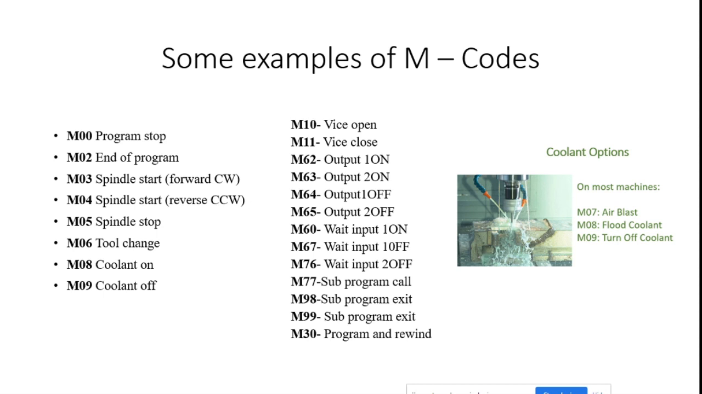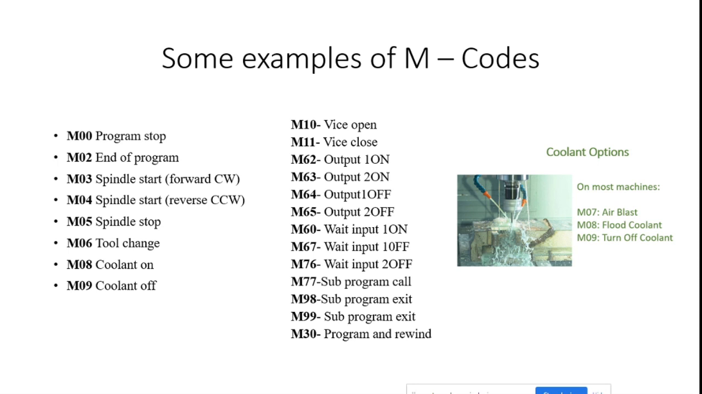Here M00 is used for program stop. M02 is end of program. Why do I give these codes? So the machine control system can understand what it performs. From these codes, the machine control system gives feedback, like I stop the machine, or I start the spindle, or I stop the coolant. Based on these M codes, the machine can understand what performance we can do with that machine.